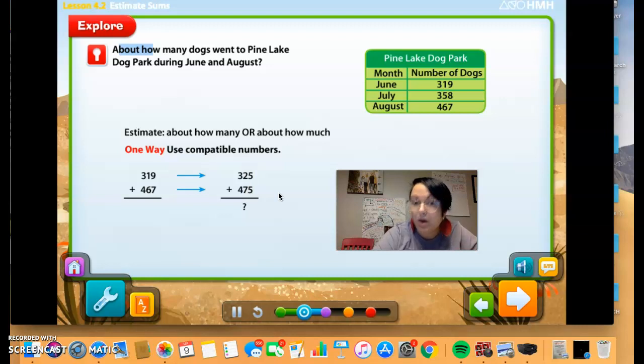Why is it easy? Now, let's add. Okay. What's the sum of 325 and 475? Okay, before we do it, let's think about why they chose those numbers. Why is it easy to add numbers with 25s and 75s at the end?